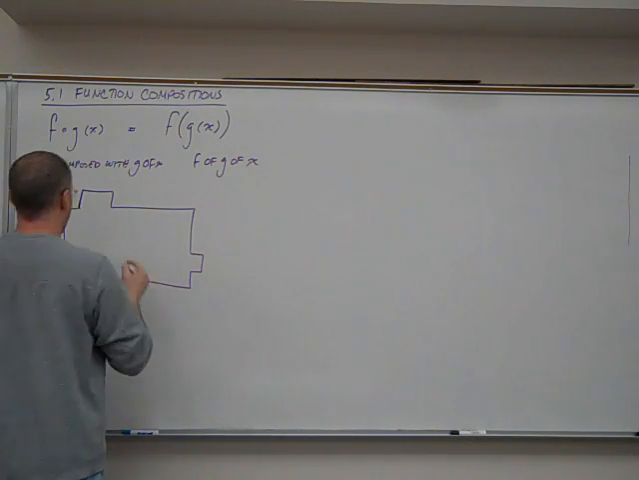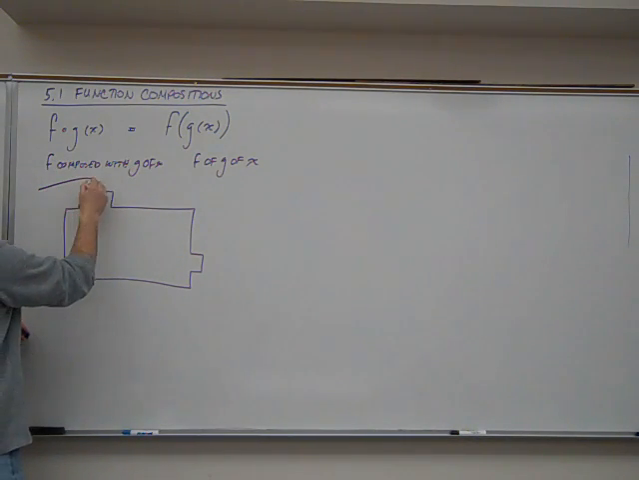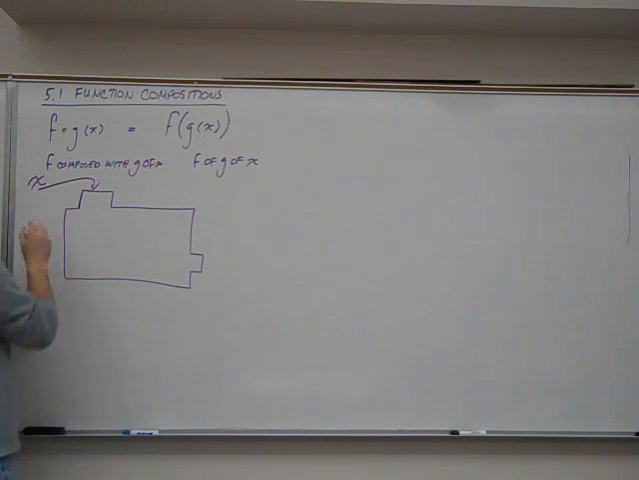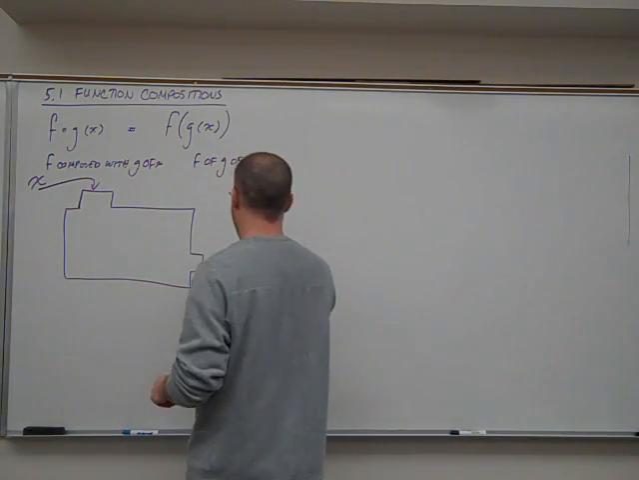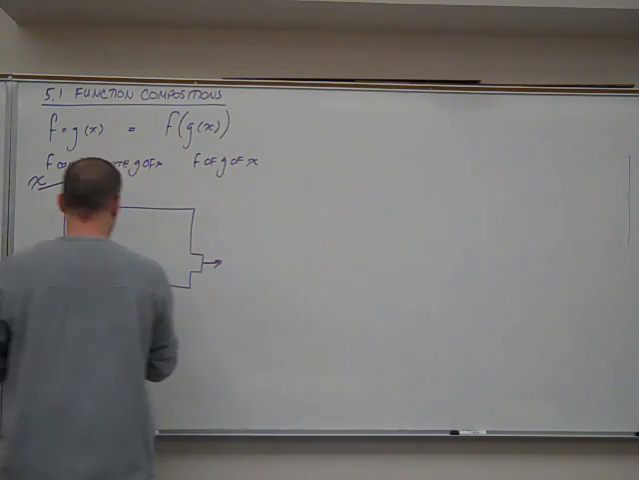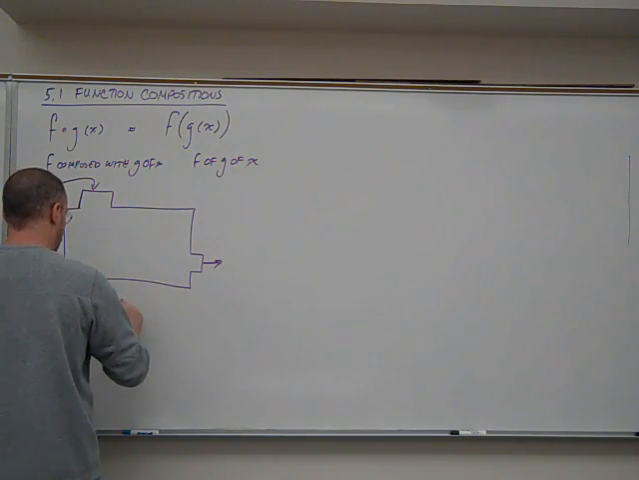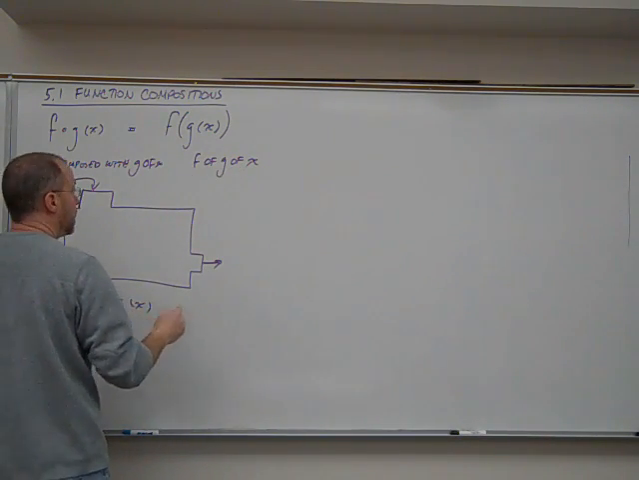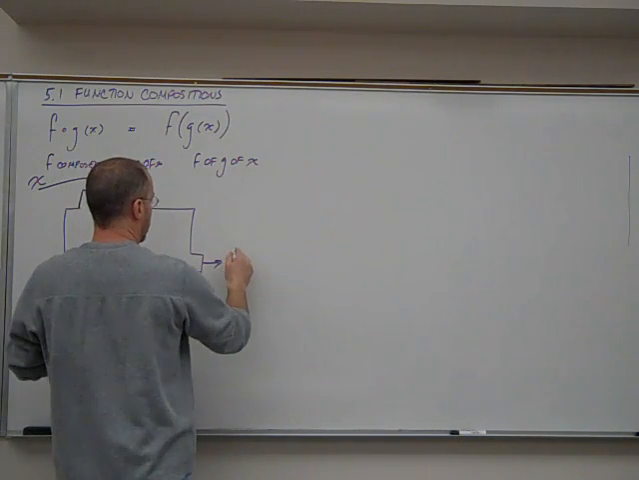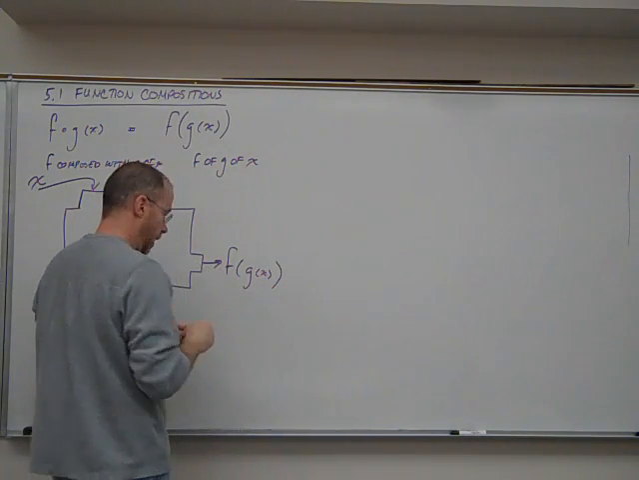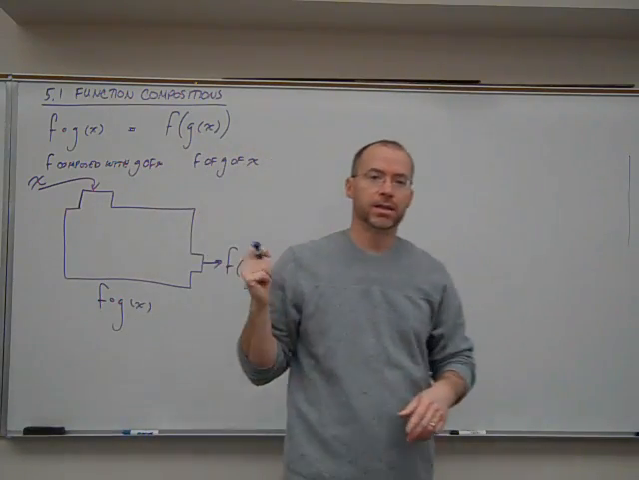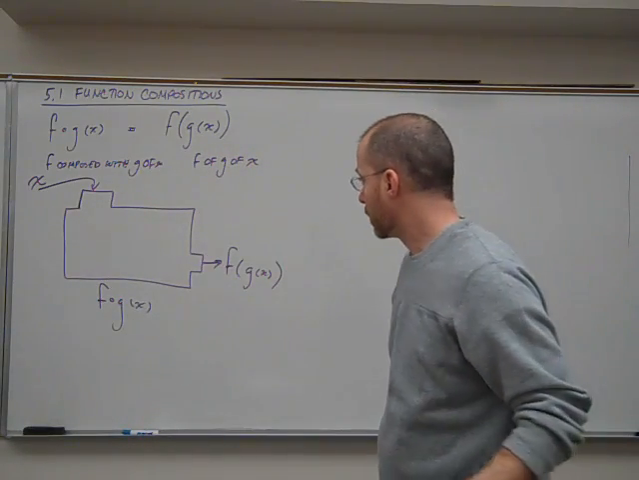If you ever think of a function as an input-output machine with x flying in the top, and this is supposed to be f composed with g of x, what the definition is saying is that what should come out here is f of g of x. And let's explain what's going on inside the function machine to make this occur.